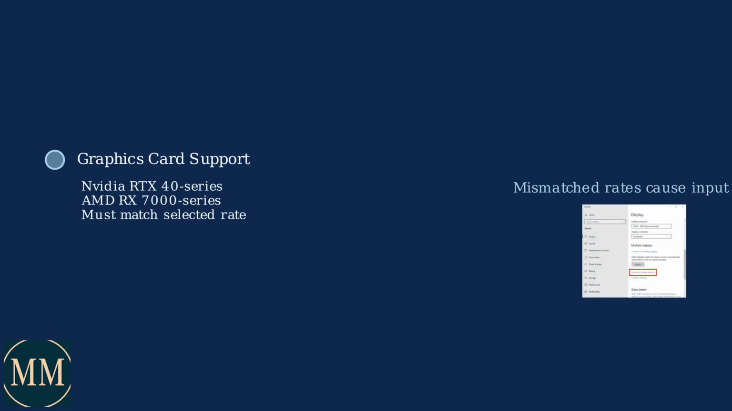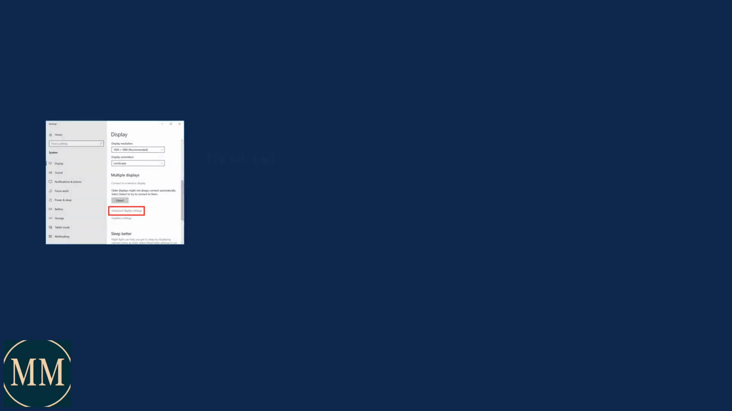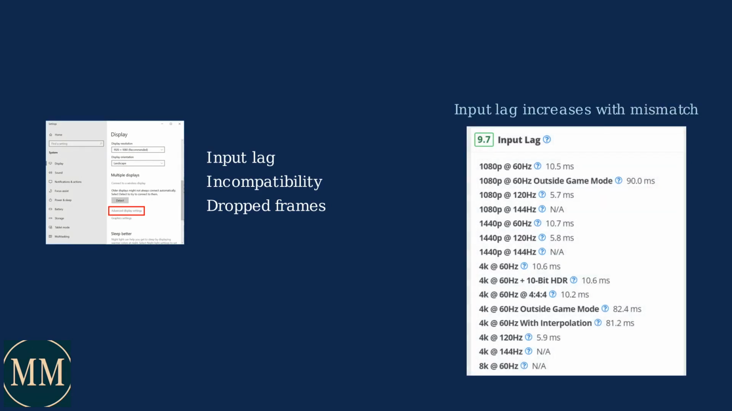Be aware that your PC's graphics card must support the selected rate. NVIDIA RTX 40 series and AMD RX 7000 series GPUs are required for higher refresh rates. The monitor cable must also support the rate. HDMI 2.1a or DisplayPort 1.4 and higher are often required for rates above 144 Hz. Mismatched rates can cause input lag, incompatibility, or dropped frames. Always ensure your setup supports the chosen refresh rate to avoid these issues.